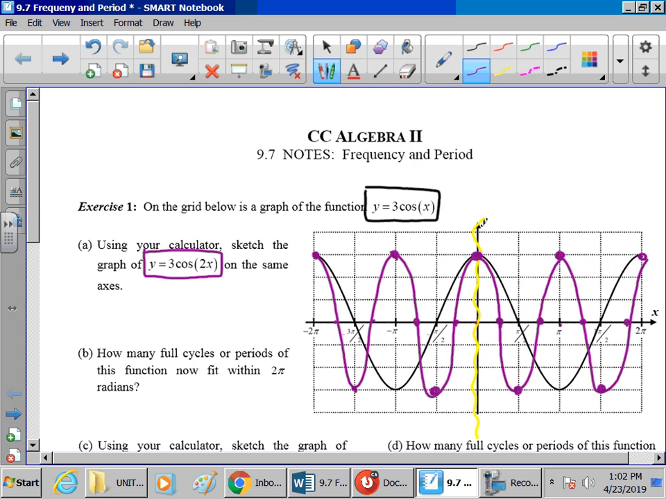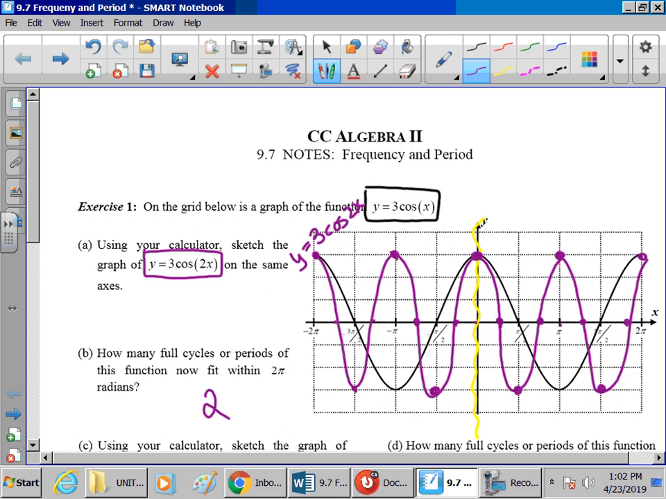So y equals 3 cos 2x on the same set of axes, which we just did. Now, how many full cycles or periods of this function will fit between 2 pi radians? The one thing I'm going to do here is give it a quick label, because whenever we put more than one function on a set of axes, you should always label it. So how many full cycles or periods of this function will now fit within 2 pi radians? And the answer is 2.